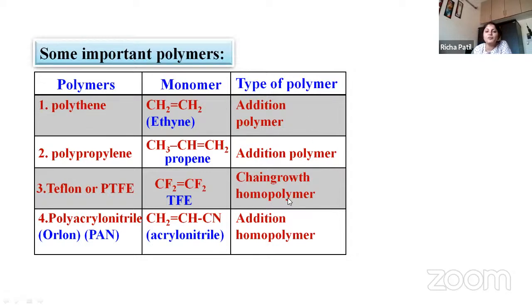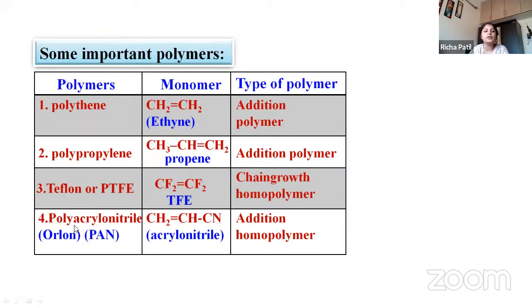So what type of polymer is it? Chain growth homopolymer. Homopolymer means only one type of repeating unit is there. So one type of monomer only adds up to give you a chain growth homopolymer.